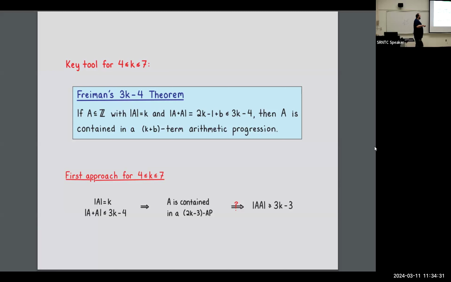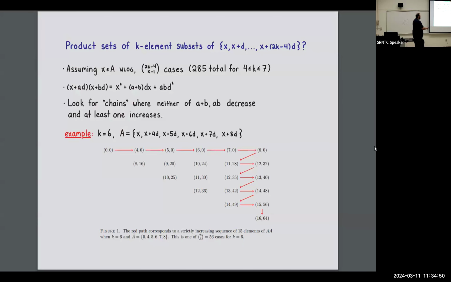So one approach here is to say, okay, if my set has less than or equal to 3k minus 4 elements in its sum set, it has to be contained in this arithmetic progression. Can I then use that structure to prove that it has to have a lot of products, or at least the number of products that I want? So in other words, what does the product set of a dense subset of an arithmetic progression look like? Okay, so an arithmetic progression looks like this. And what you really want is to prove some bounds independent of x and d.